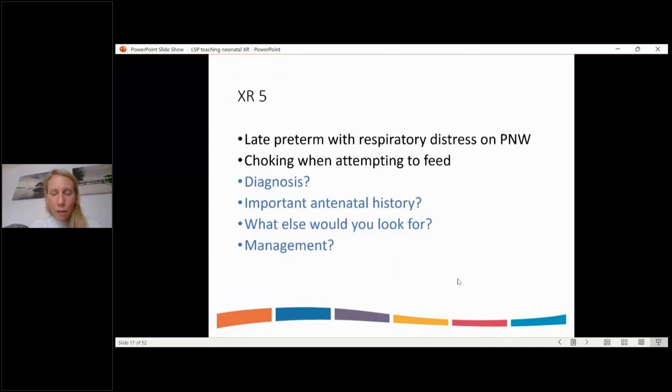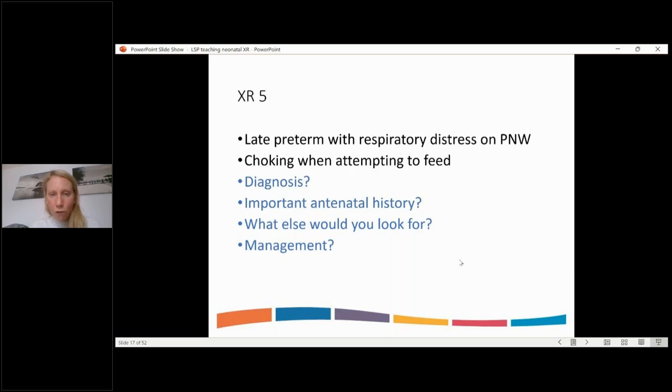Next one, you might have some guesses from the history. So it's a late preterm infant, 35 plus 6 weeks, who had been asked to see for tachypnea on the postnatal ward. And actually, when you speak to mum, she said that she finds the baby's almost choking when attempting to feed. So the things to think about when you look at this x-ray is, what's the diagnosis?